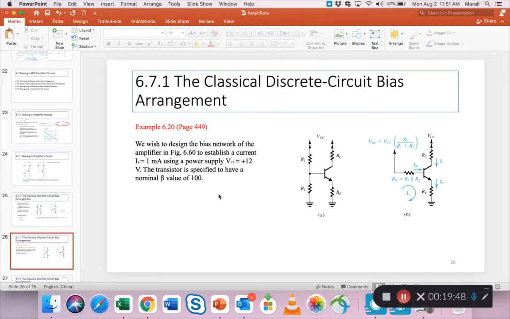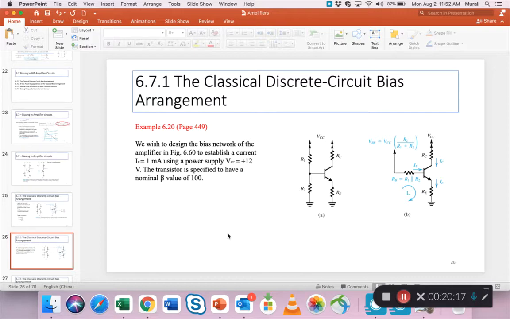So what is the question? We have the voltage divider network. The IE here is given to be 1 milliamp, and VCC is given as 12 volts. The beta is given as 100. So just based on this, you have to design the bias network. That means you have to find R1, R2, RE, and maybe also RC. So all these values need to be found.